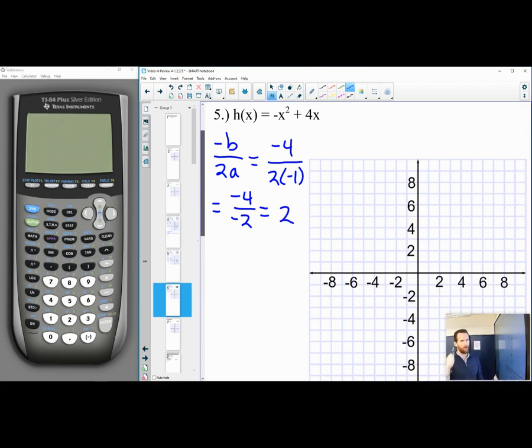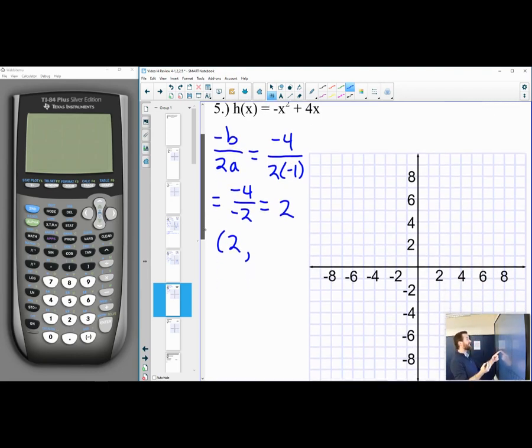We have to remember what that 2 represents. 2 is the x-coordinate of the vertex, not the entire vertex, just the x-coordinate. So the vertex is going to be 2, something. To find that something, to find that missing y value, we know what to do. Take that x value and plug it in as a domain value, plug it in as an input.